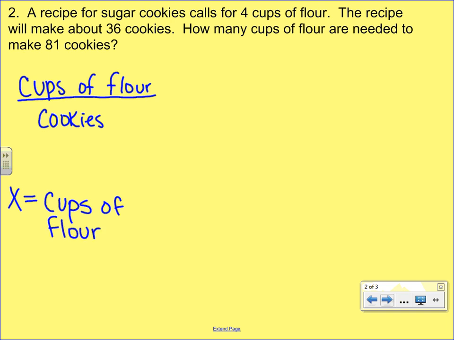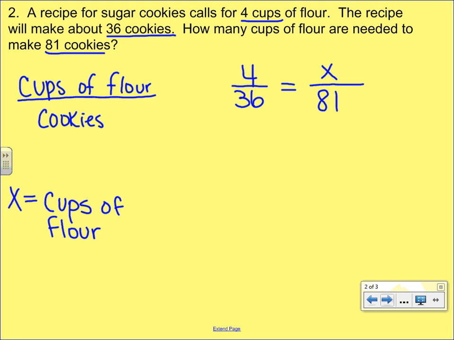And then again, just kind of set up your proportion template. We know that every problem is going to be set up this way. And then look at what we're comparing. We're always comparing flour to cookies. So that means I have to put the 4 cups on top, the 36 cookies on the bottom. And then on the other side, I have to be consistent. So I'm looking for flour. So X is going to go on the top, and 81 is going to go on the bottom.